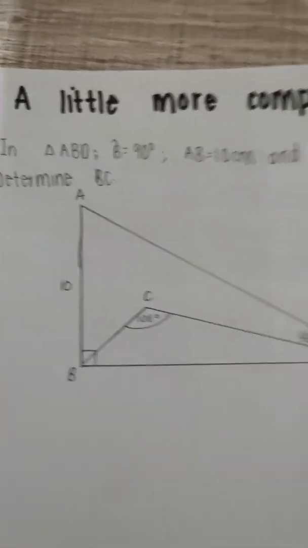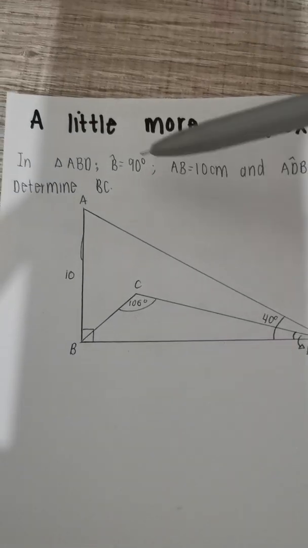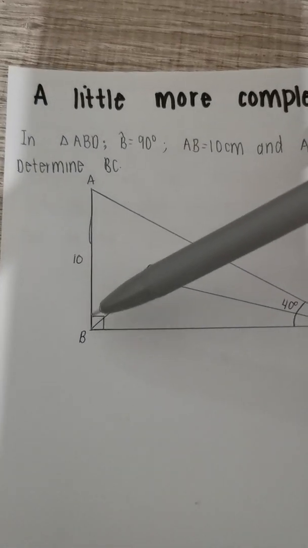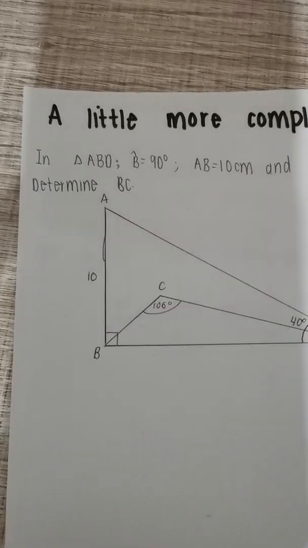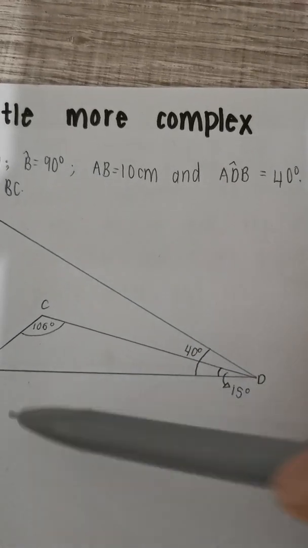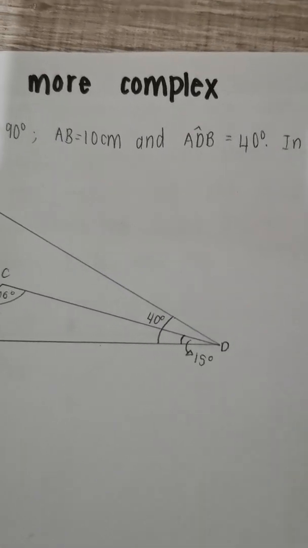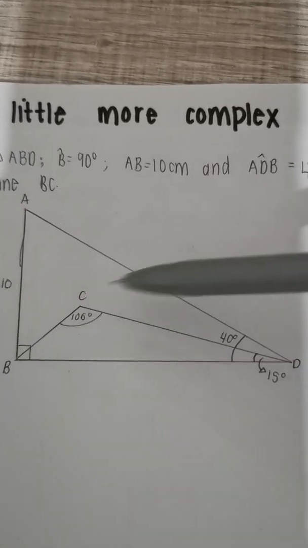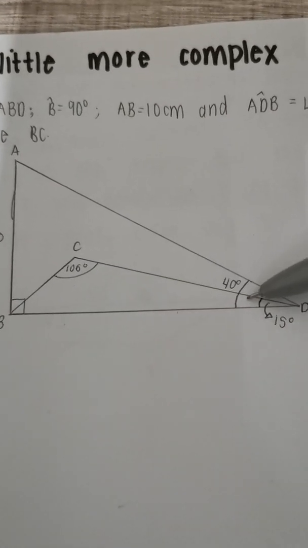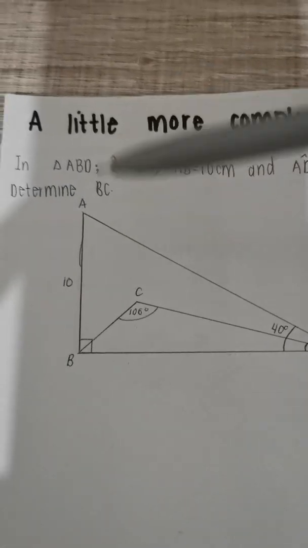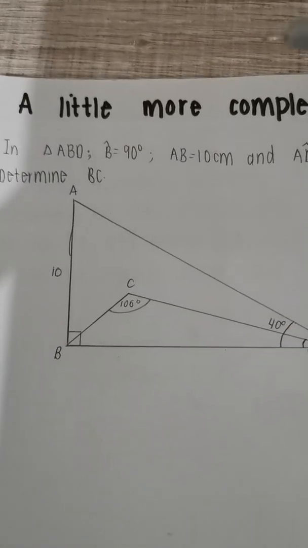I have triangle ABD, so that's the big triangle, and I have angle B as 90 degrees. AB, a side given to me, is 10 centimeters. Angle ADB, this angle over here, is 40 degrees. Then we have a smaller triangle BCD. It says angle C is 106 degrees, and angle CDB, the small little angle over here, is 15 degrees. It says we need to determine the length of BC.